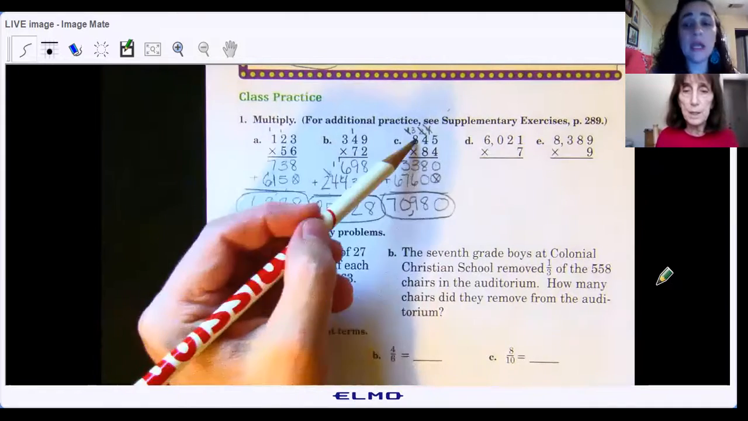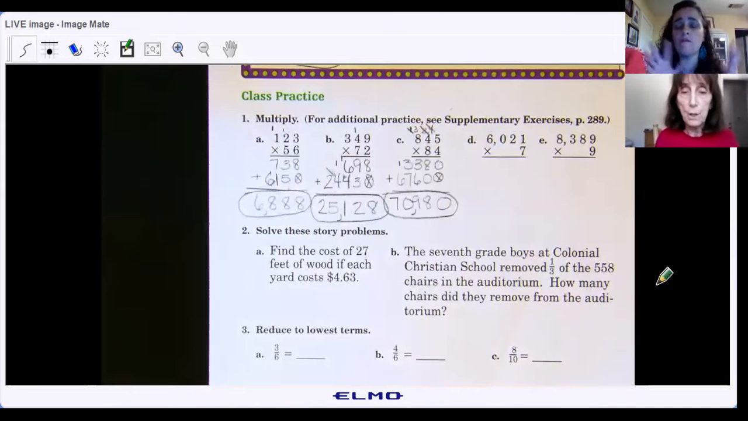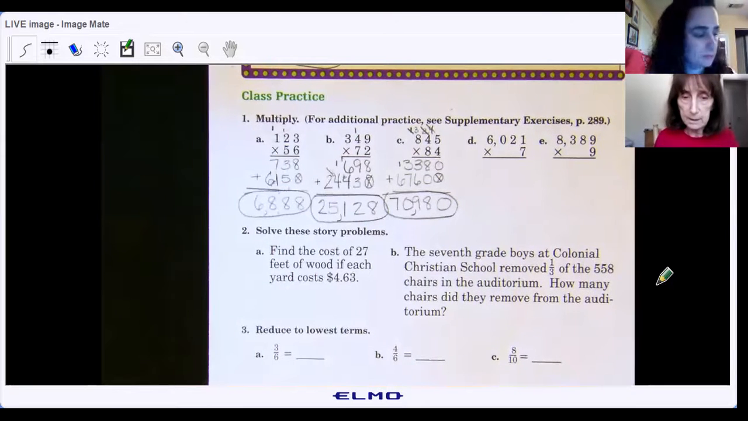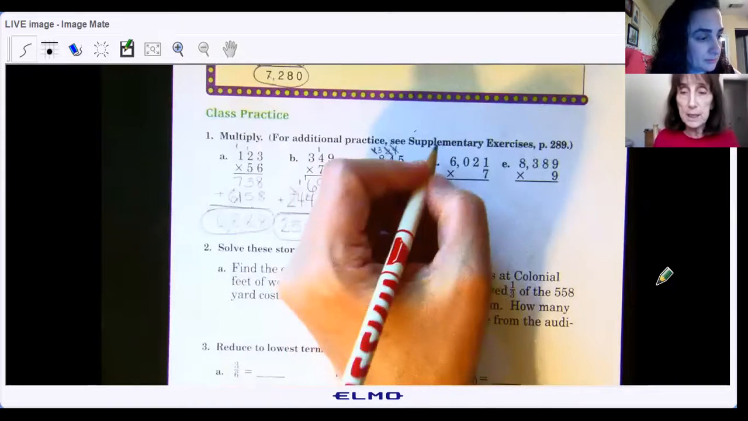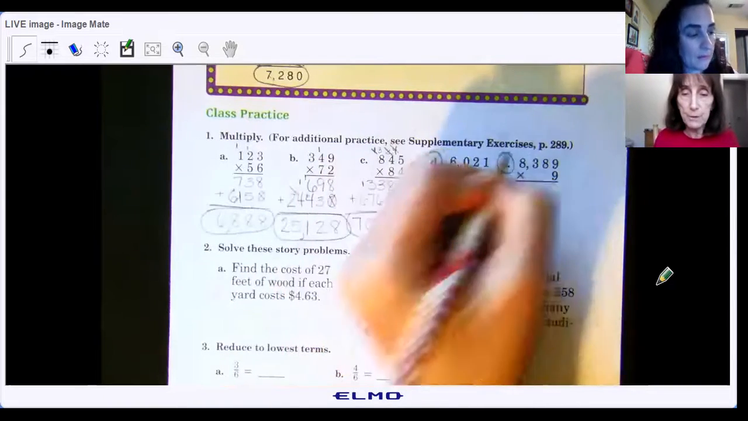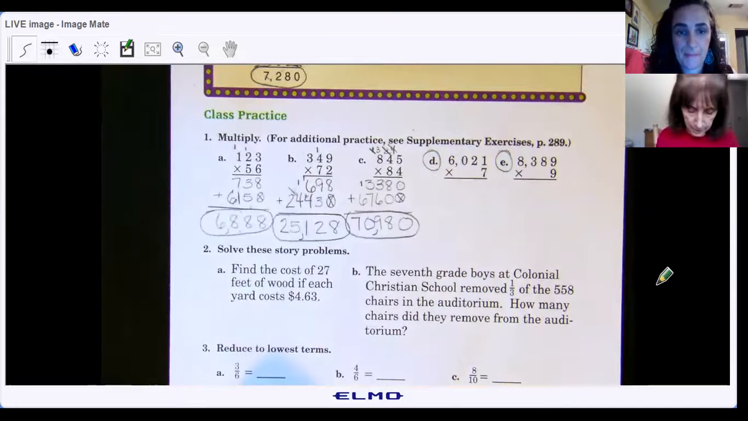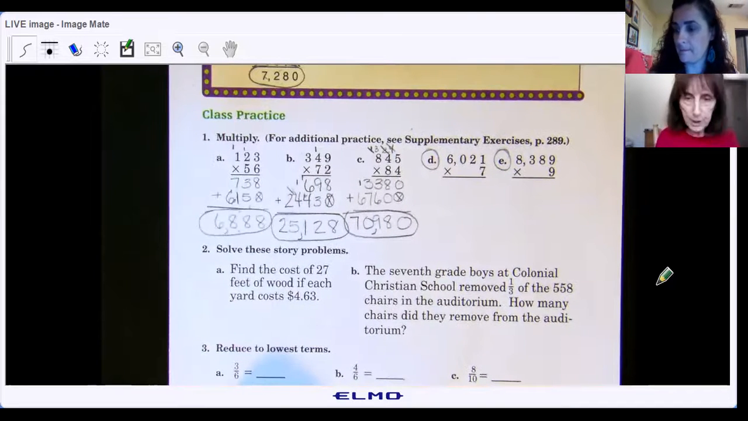Okay, so we're going to let them do it. You carry wherever you're the most comfortable, as long as you carry. Yes, but you have to carry. All right, and you're going to do D and E by yourself. And then I'm going to do the story problems with you, just to show you what to do.